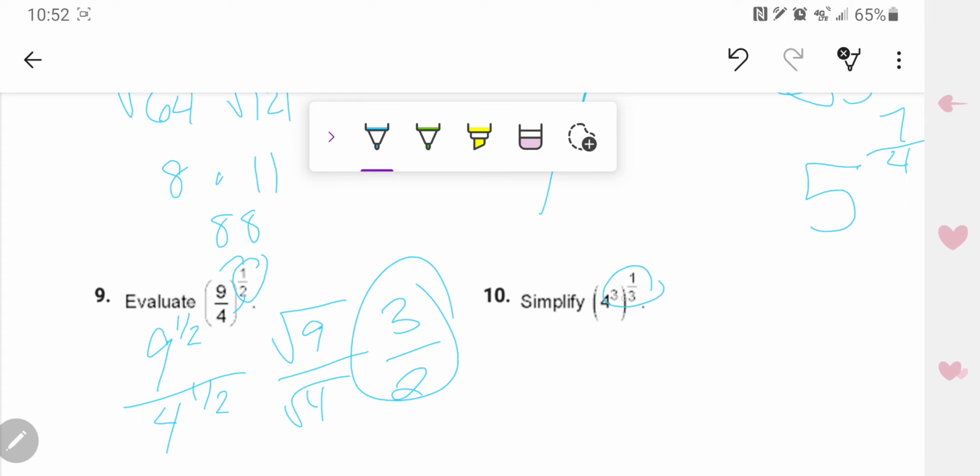Exponent properties: you multiply these. 3 times the 3rd is 1. So this is 4 to the 1st power, which is 4.